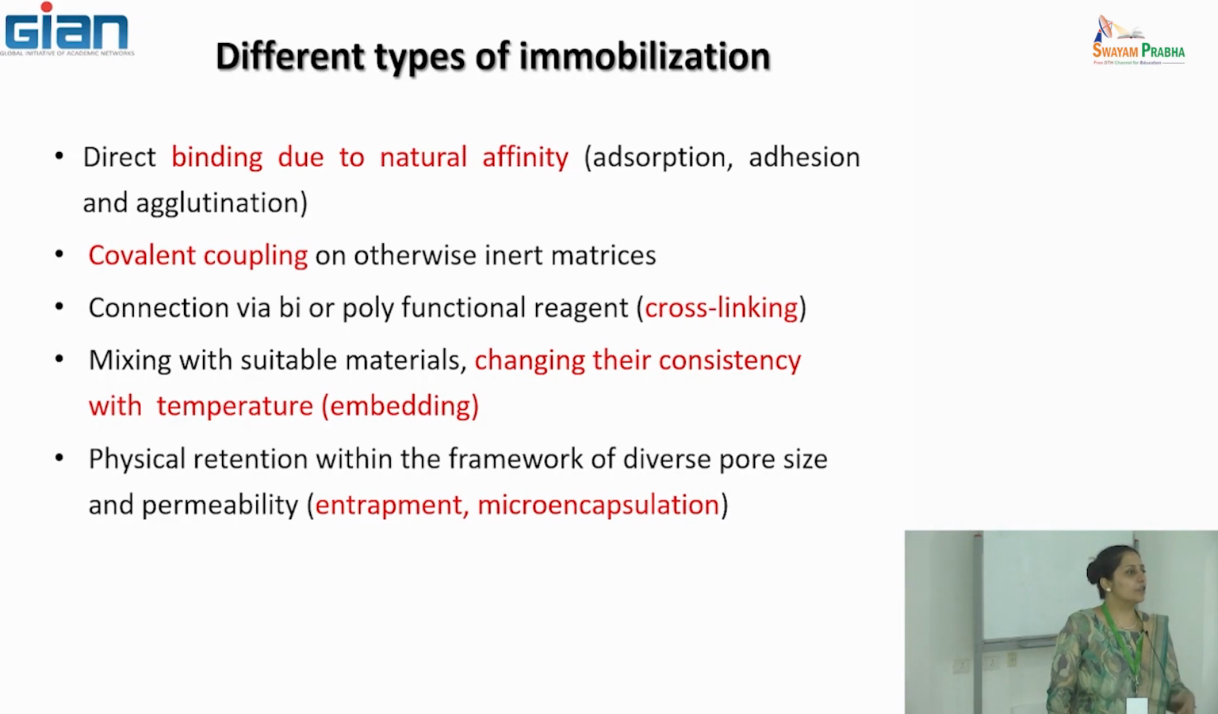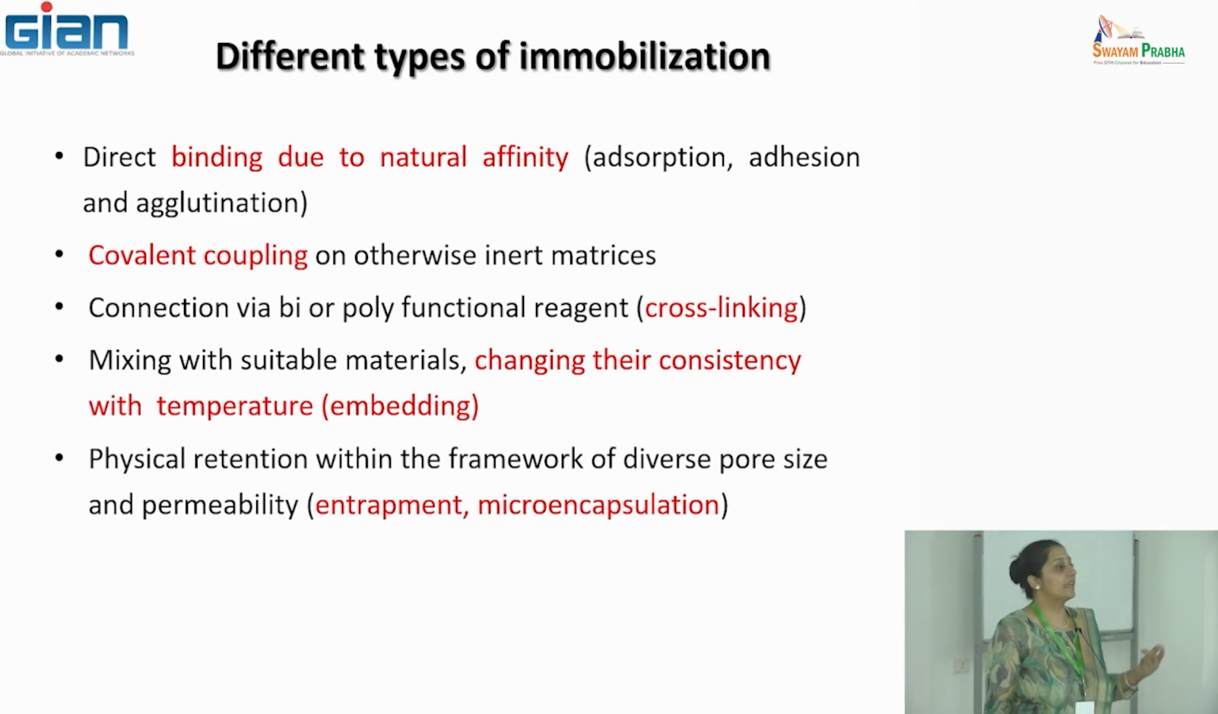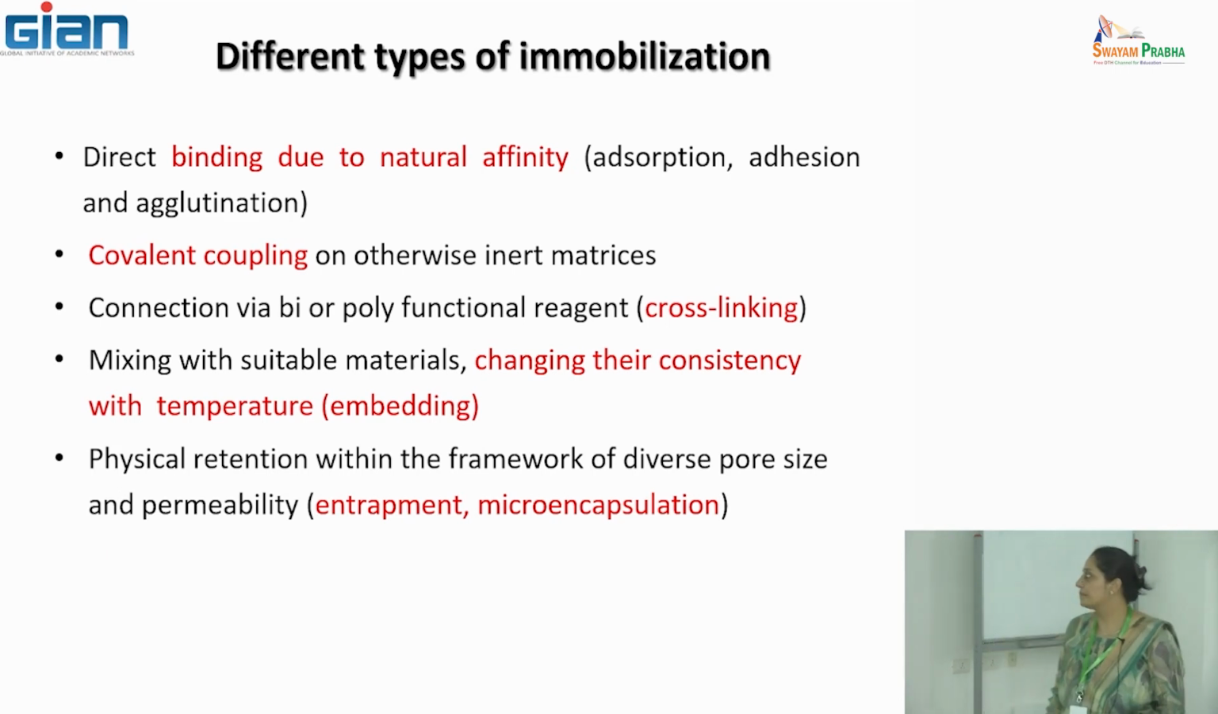So this is again a topic for your self-study, where the information is available. Different techniques can be used for cell immobilization, ranging from covalent coupling, natural affinity, which will include adsorption, adhesion, agglutination, or cross-linking by using polyfunctional agents, or using temperature to change the physical properties, like when you use agarose gels. Or you also use entrapment like calcium alginate beads.